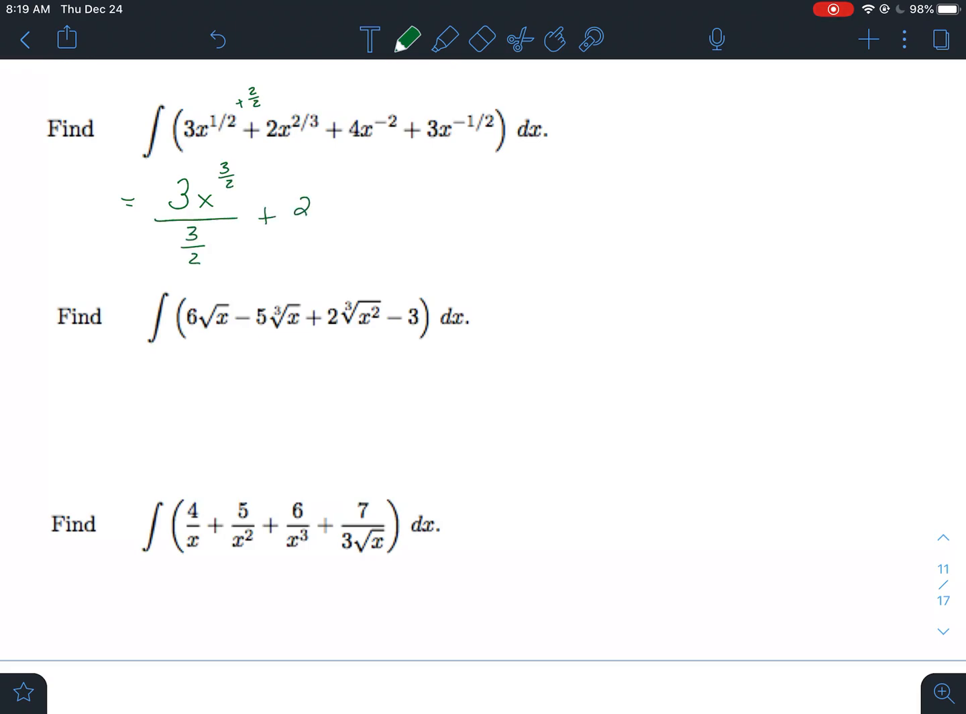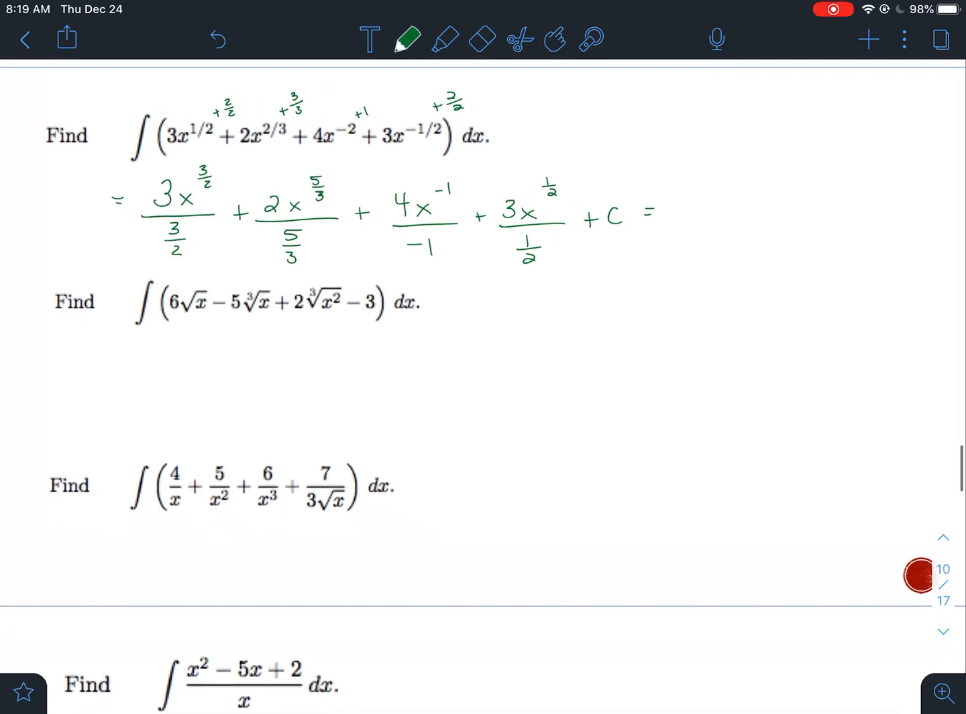And then plus 2x to the, if I add 1 to 2/3, I would get 5/3. And then I would divide by 5/3. So add 1 to the exponent and then divide by the new exponent. And then 4x to the, add 1 to that exponent, negative 1, and then divide by the new exponent, negative 1. Now notice the original exponent wasn't negative 1, so we're good. And then plus 3x to the, add 1 to negative 1/2, and you get 1/2, and then divide by the new exponent, and then add c.